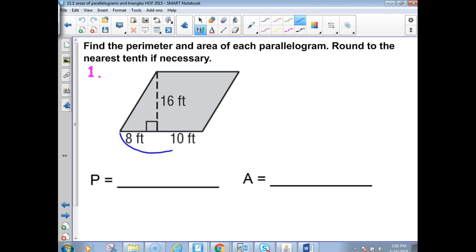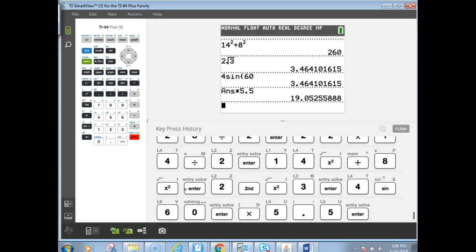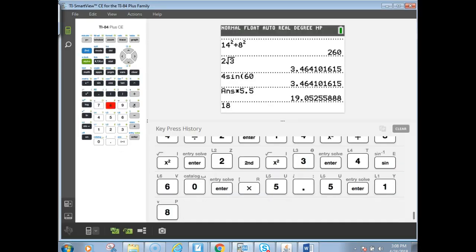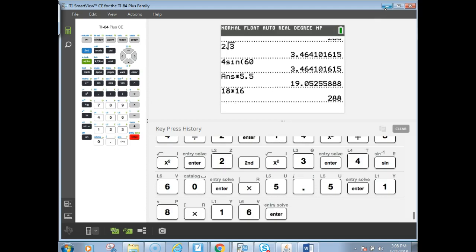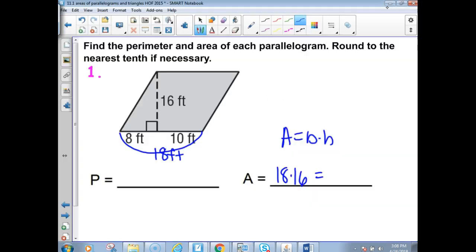This thing has a base of 18. I need to add that 10 and 8. So I'm ready to do the area because it's base times height. So I'm just going to do 18 times 16 and get that part of the problem done. Okay, I got 288, and it would be labeled square feet or feet squared.